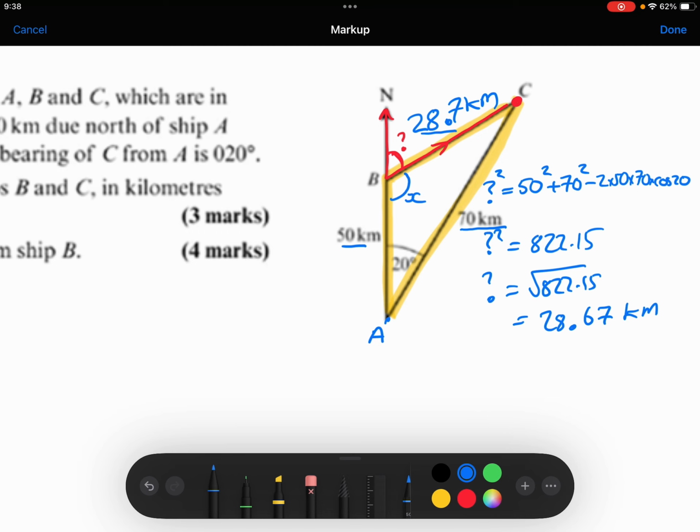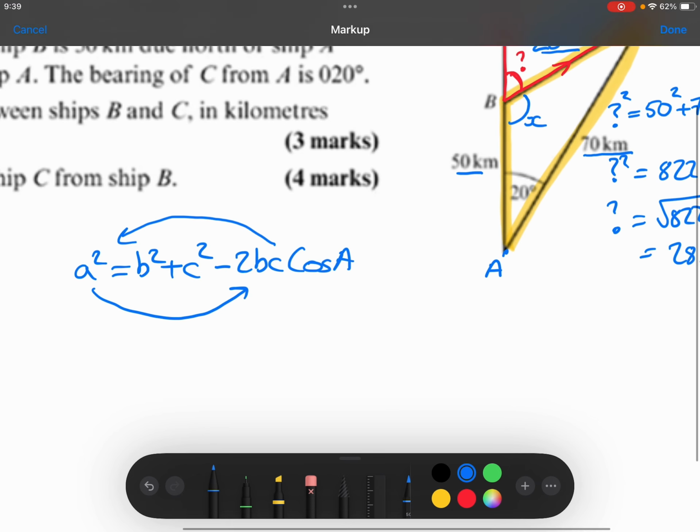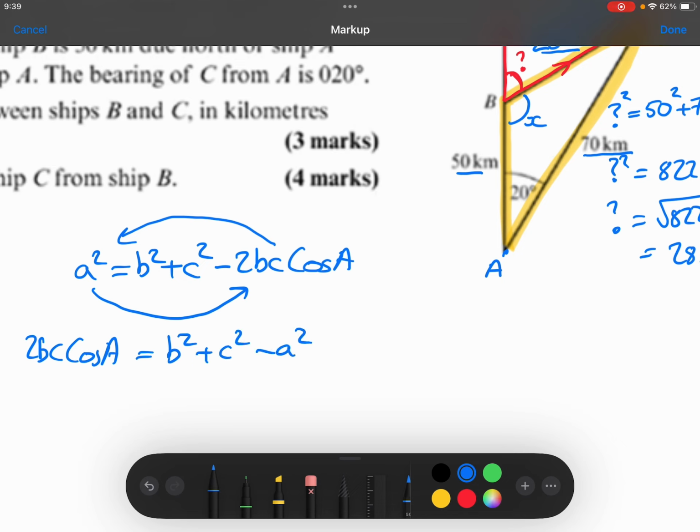I'll call it X. Just a quick reminder about the cosine rule for angles. Remember that the cosine rule generally is a squared equals b squared plus c squared minus 2bc cos a. And I'm just going to rearrange that quickly to make cos a the subject. So I'm going to add the 2bc cos a to the left-hand side. And I'm going to subtract the a squared from both sides. And then I'm going to divide by 2bc.